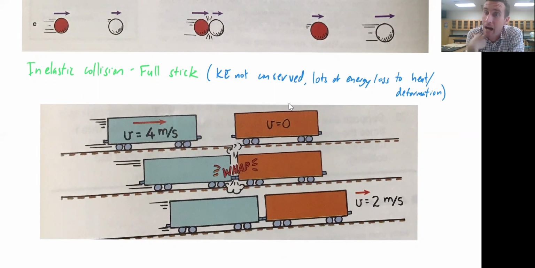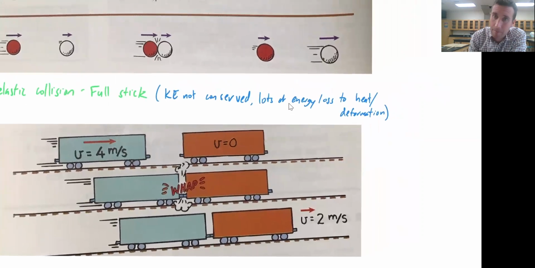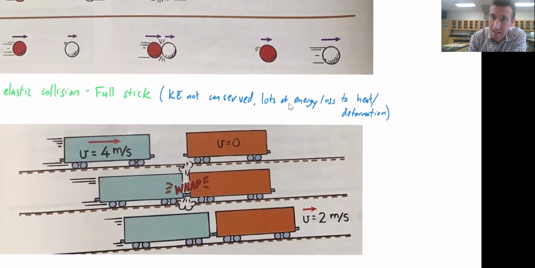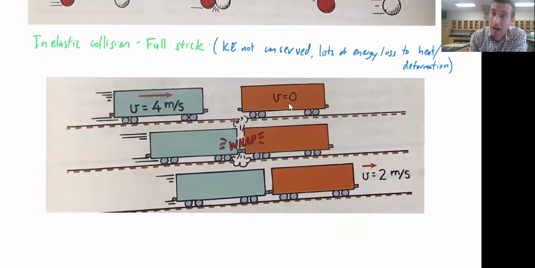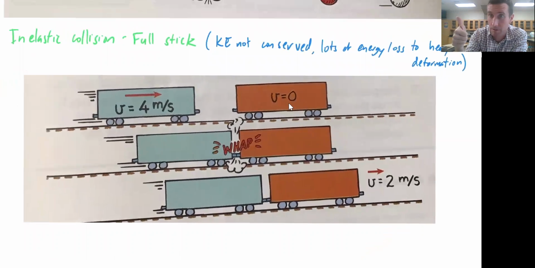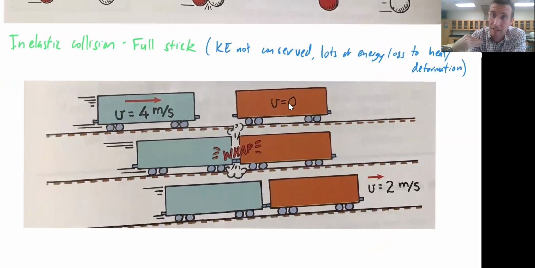Kinetic energy is not conserved in this case because you lose a lot of energy to heat and friction. So you have a loss of energy due to heat, deformation of the object, friction, etc. Momentum is conserved. Momentum is always conserved in all collisions. So momentum is conserved no matter what. Energy is only conserved if it is an elastic collision.